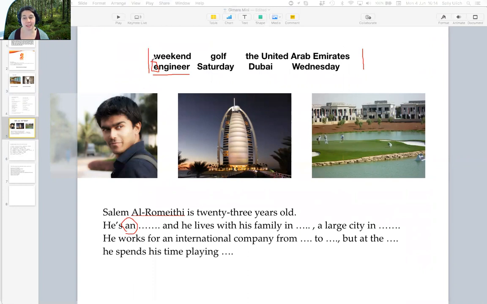And he lives with his family in a large city in... That's right. He lives with his family in Dubai, a large city in the United Arab Emirates. He works for an international company from Wednesday to Saturday. But at the weekend, he spends his time playing golf. So we need the for weekend, but we don't need to say the golf, just golf.